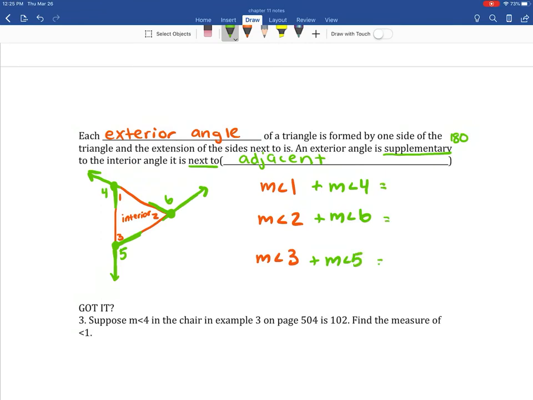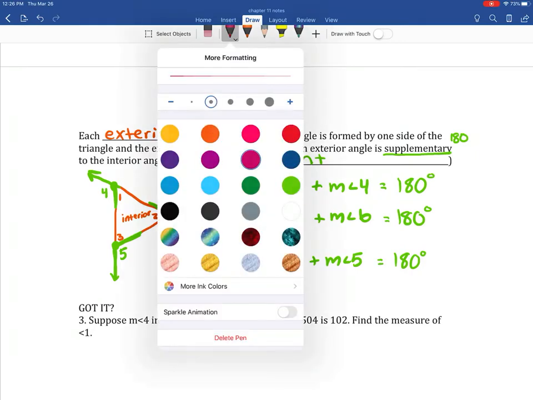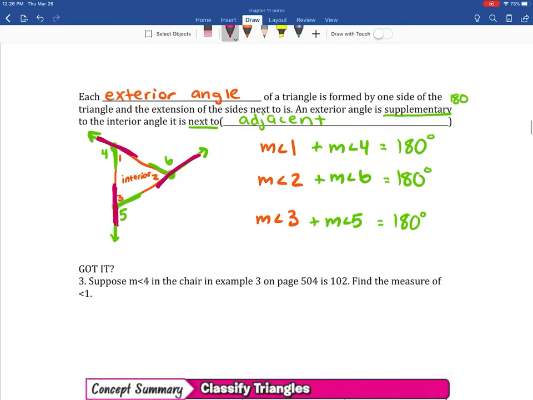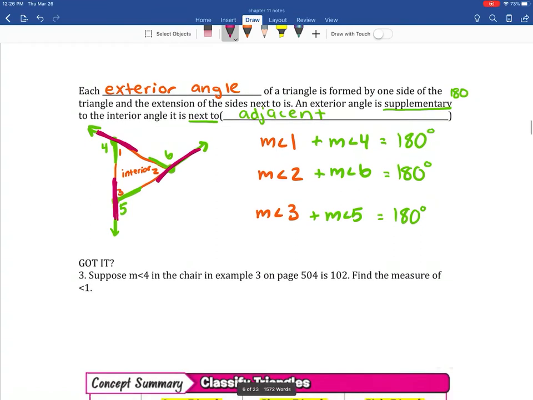It says that these add to 180. One of the things I mentioned with supplementary from last section was that supplementary meant it formed a straight line. If you look at your picture here, 1 and 4 make up this straight line. 3 and 5 make up this straight line, and 2 and 6 make up this straight line. So they all form supplementary pairs. They're adjacent pairs that are supplementary, meaning they add to 180.